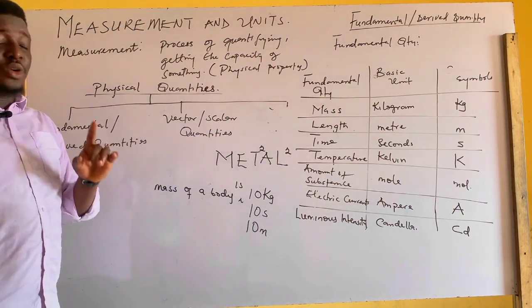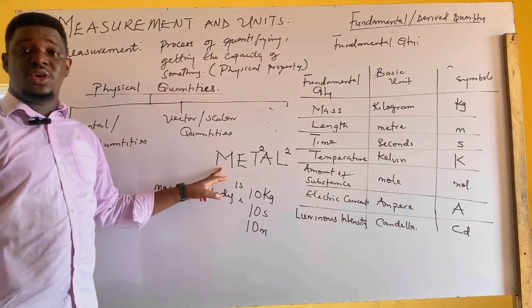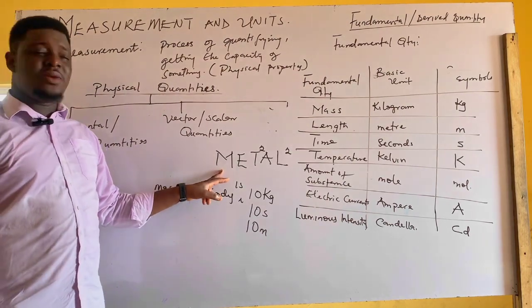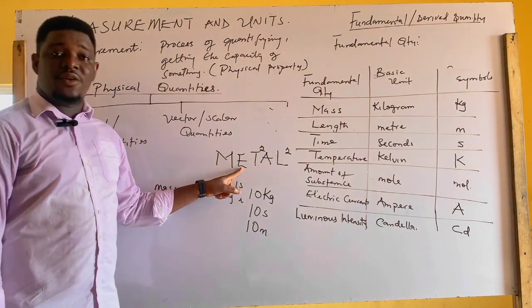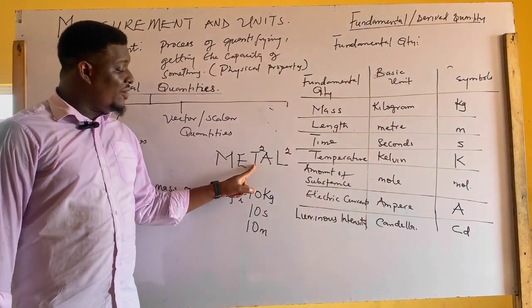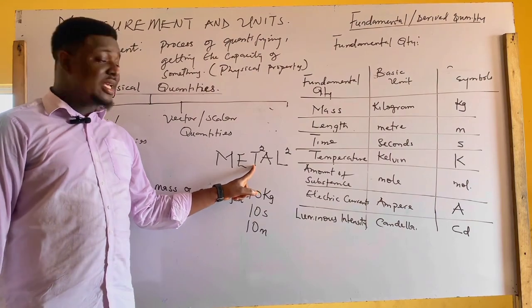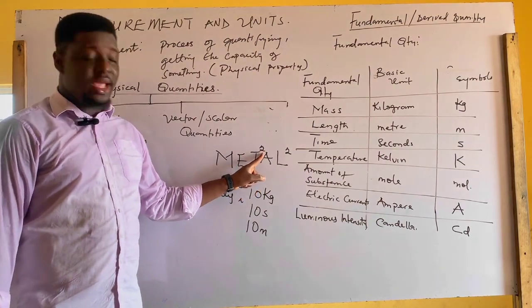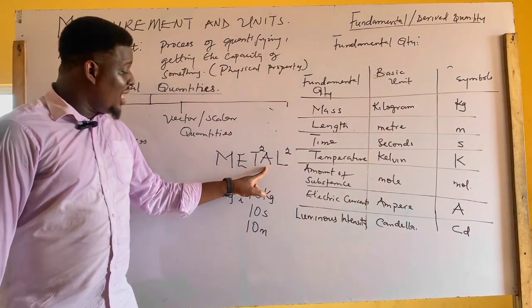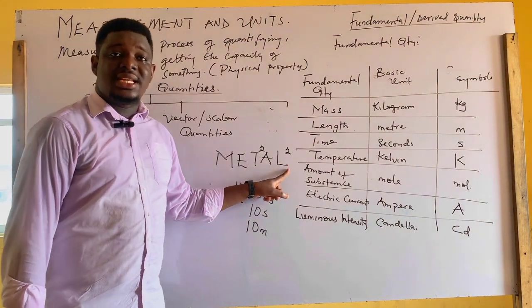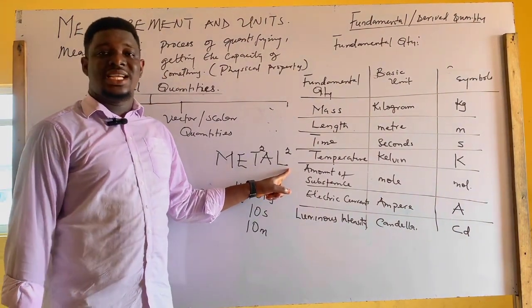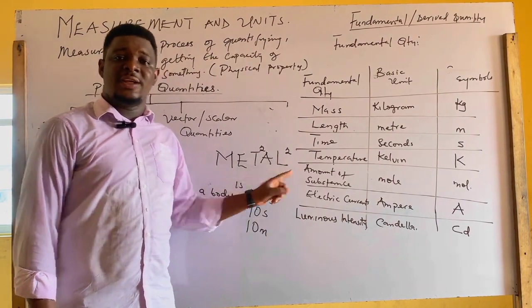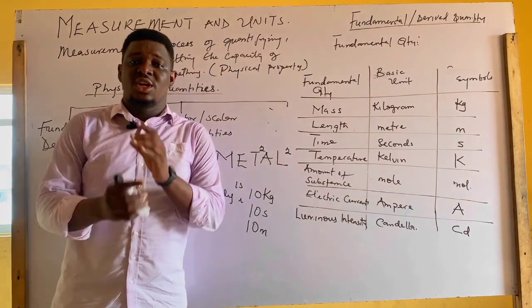Another thing I want you to take home is that for you to know it, you don't have to cram. Just have the word METAL. This M stands for mass. E stands for electric current. T stands for time. T also stands for temperature. That's why I put square. A stands for amount of substance. L stands for luminous intensity, and another L stands for length. As a mathematician, there is always a shortcut to solve problems.